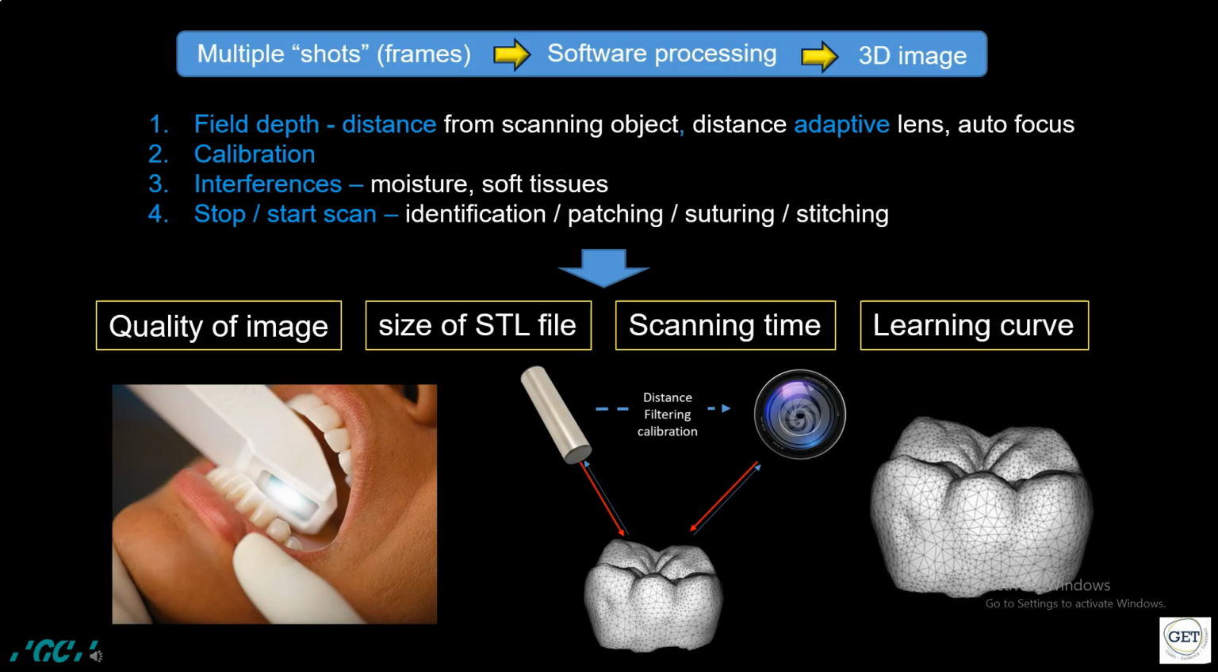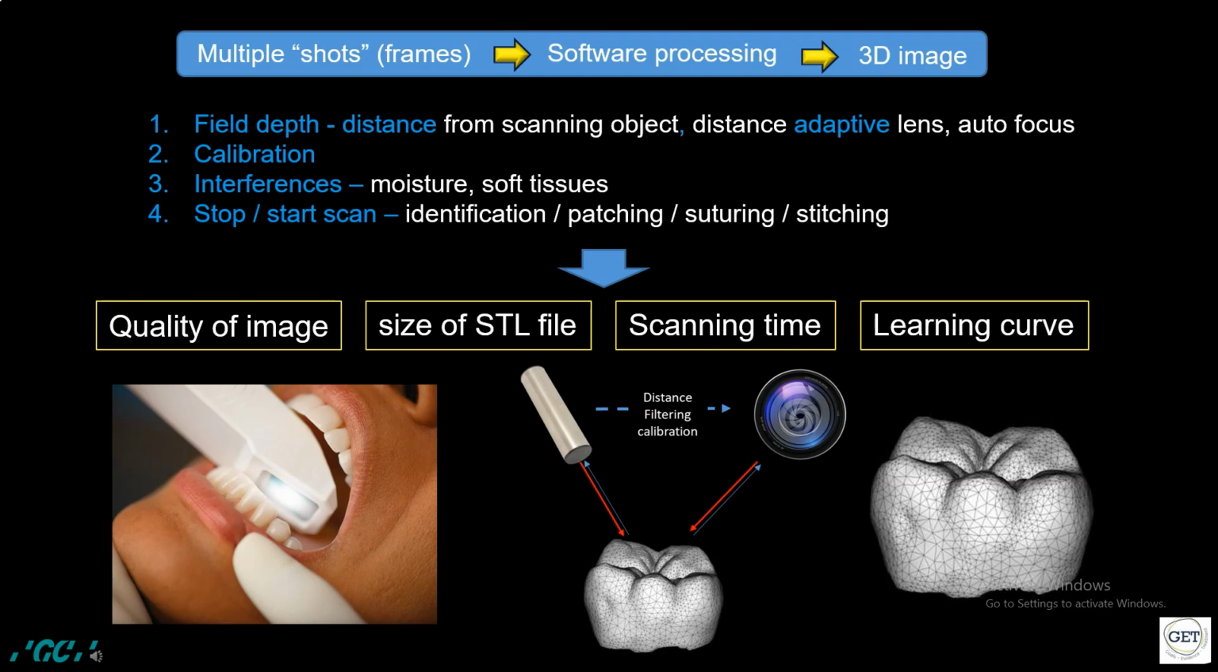The intraoral scanner is made of a set of optical digital cameras and reflectors. The scanning is done by taking multiple shots, frames, as single images or as a video, which later are processed by image processing software to create a 3D object. The following features are important for a good intraoral scanner.